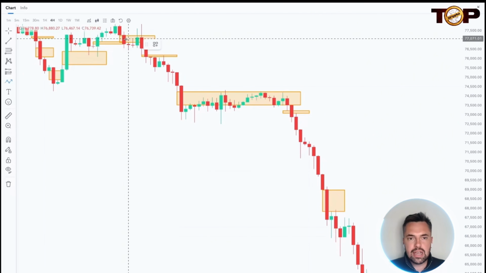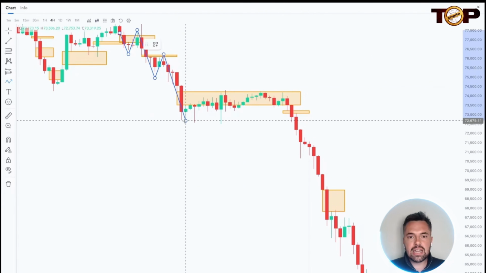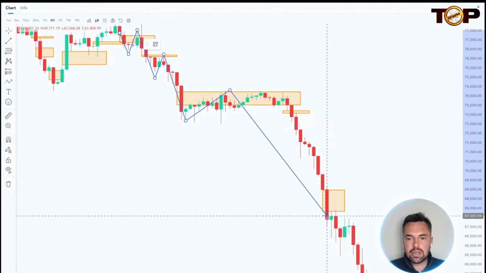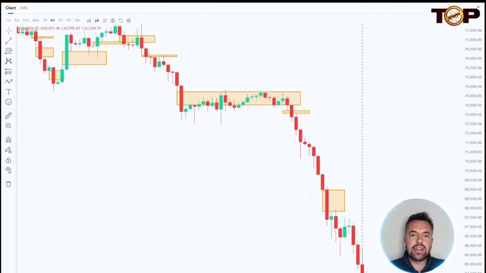You can see here that we are making lower lows, right? So the bearish fair value gaps, they hold as well. Coming down again, see, bearish fair value gap holds again. So once these things line up, you're in a good position to take some trades.